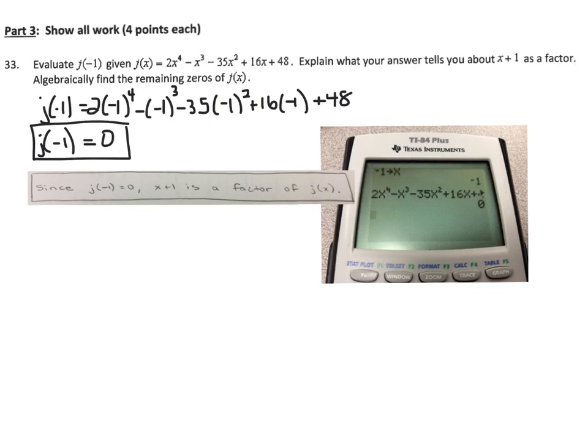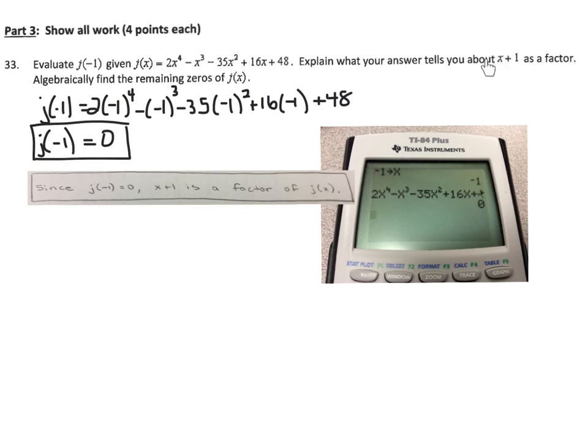All right, and the last part of this question says to algebraically find the remaining zeros. We know that x equals -1 is a 0 of this function, but we need to algebraically find the remaining zeros. Now, in order to do so, usually you would set an equation equal to 0, factor, and make a t-chart, but with the 5 terms here, we're not really able to factor.